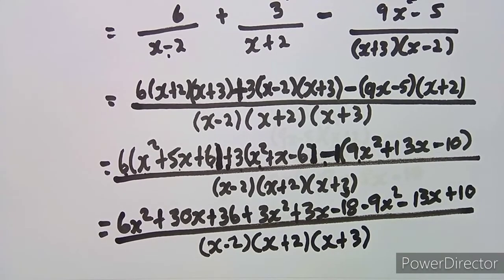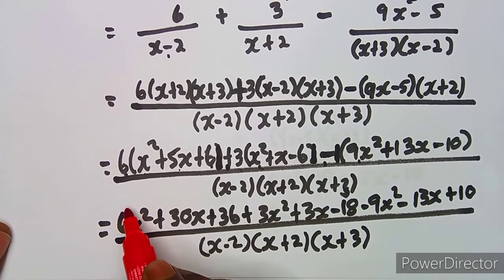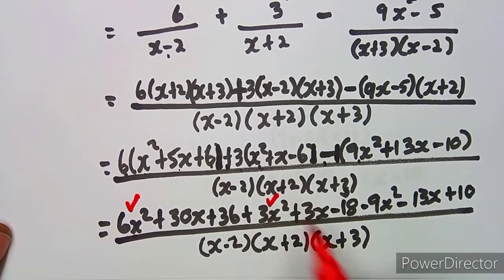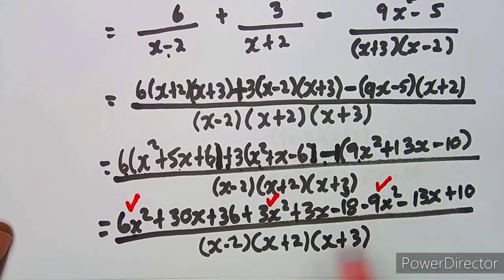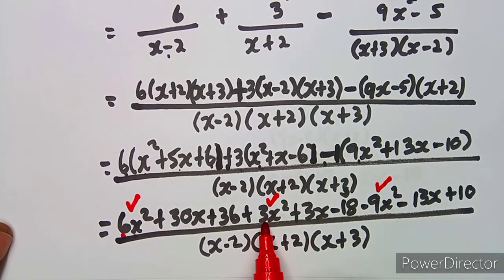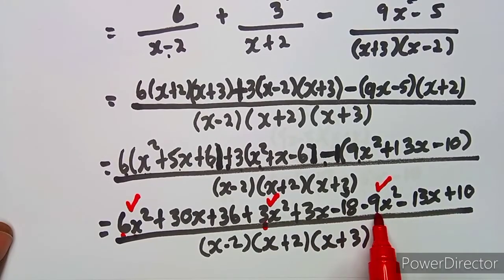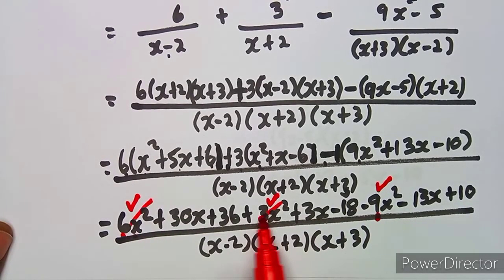Now we have to collect like terms. So let's collect like terms, guys. Let's start with x squared. This one with x squared. So it's 6x squared plus 3x squared minus 9x squared. So 6 plus 3, that's 9. 9 minus 9, that's 0. So this one will cancel. That's 0. There's nothing there.